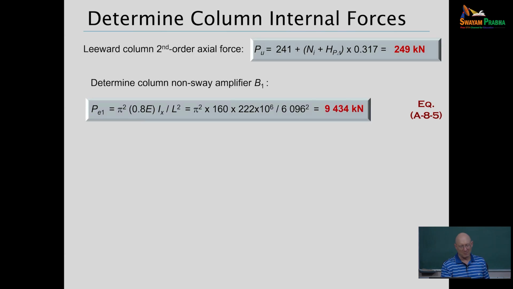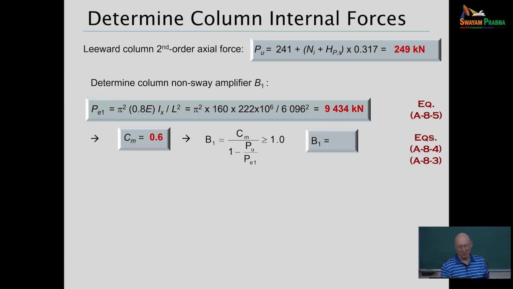And so the PE1 here is 9434. C sub m, anybody tell me what the C sub m should be on the column? 0.6. We've used it multiple times now. It's just the first order moment diagram is linear, so we go with that. C sub m is 0.6. And so we do a B1. Again, you do a few of these and you realize that B1 is 1 for these.